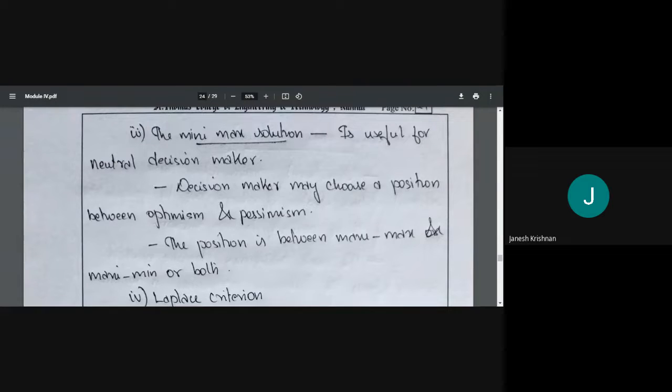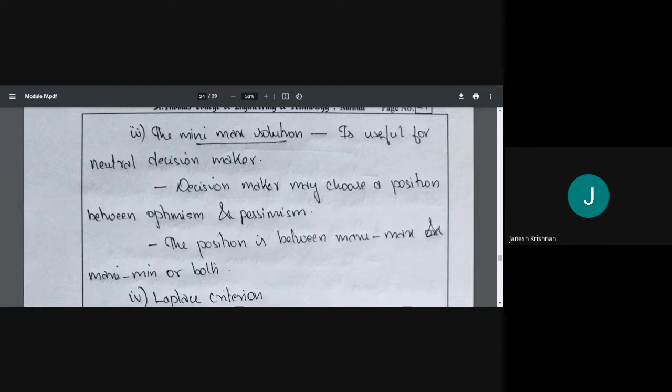The third approach, the minimax solution, is useful for neutral decision making. Here the decision maker is neutral, not considering only bad or only good. The decision maker may choose a position between optimism and pessimism, between maxi-max and maxi-min. Here it's not considering the best or the worst. It's considering something in between.